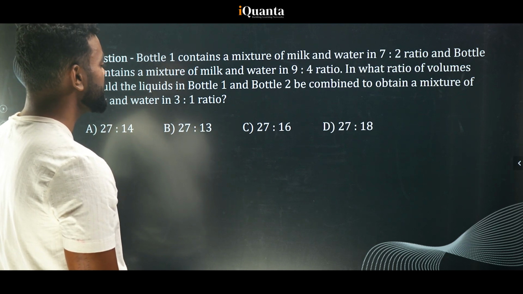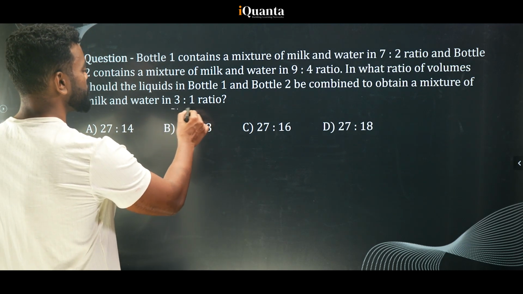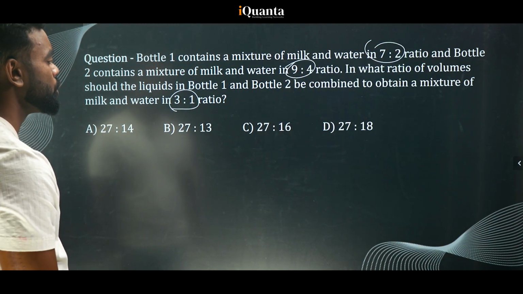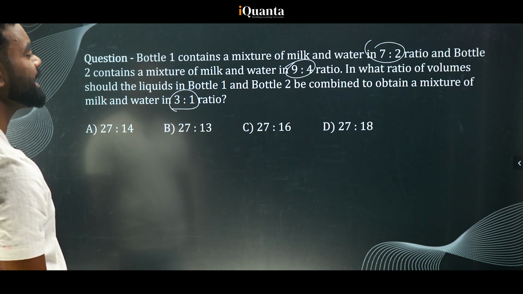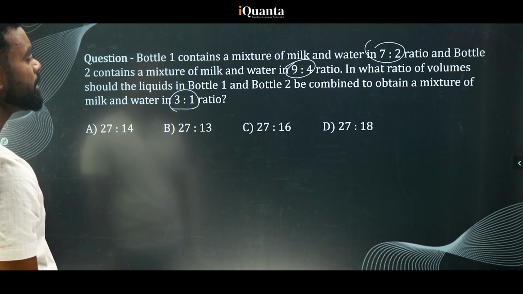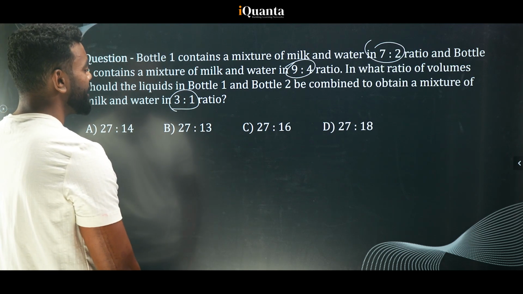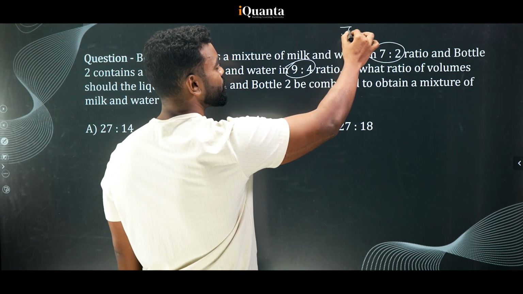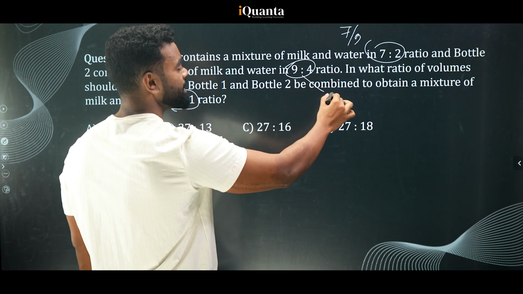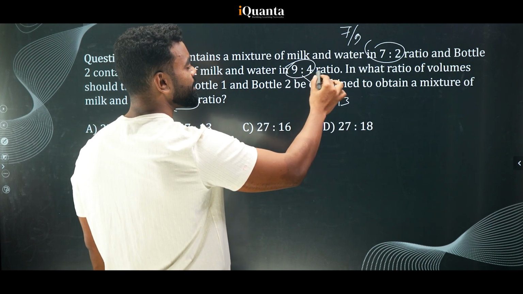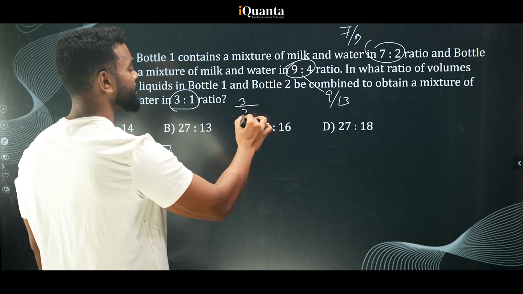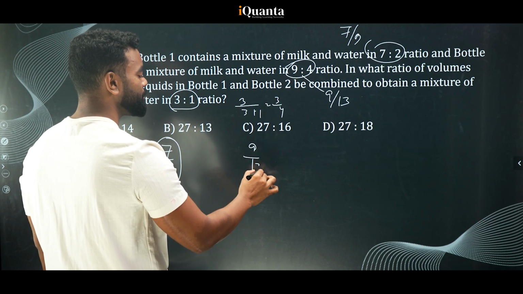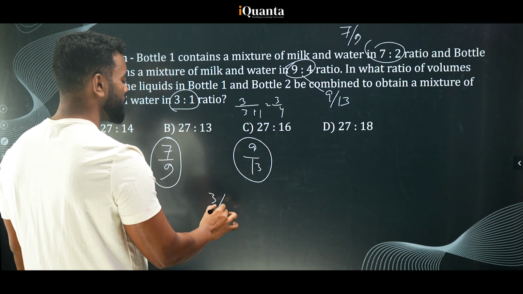So the easiest way to solve this question, you need to find the 3:1 ratio. This ratio is given, this is given, and this is given. So the first thing you can do directly is find the proportion of milk everywhere. If it is 7:2, the proportion of milk is 7/9. In this case, the proportion is 9/13. How does 13 come? 9 plus 4 is 13. In this case, it will be 3/(3 plus 1), which is the same as 3/4. So 7/9 is the proportion, 9/13 is also the proportion, and the average is 3/4.